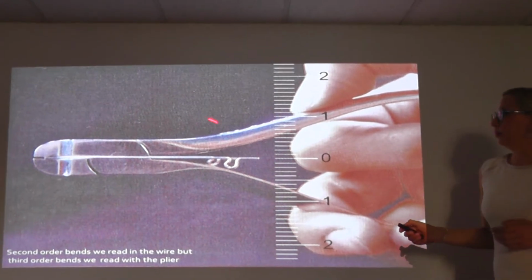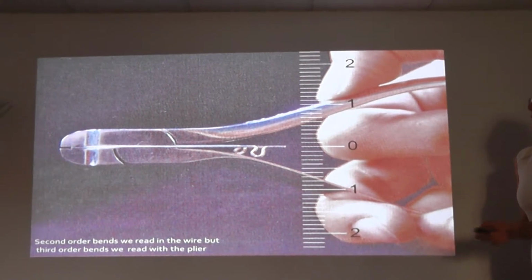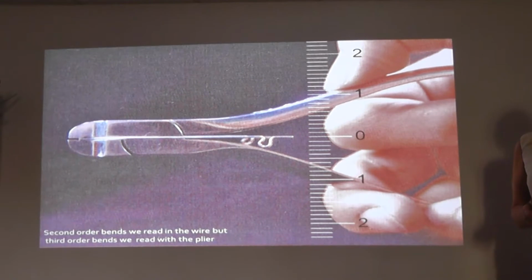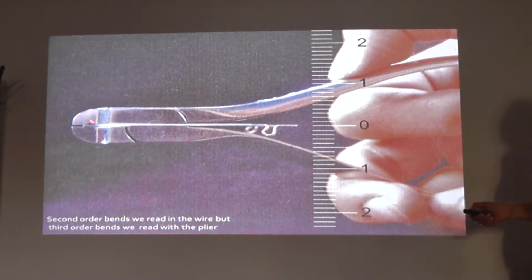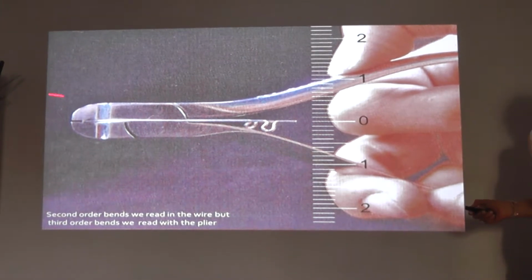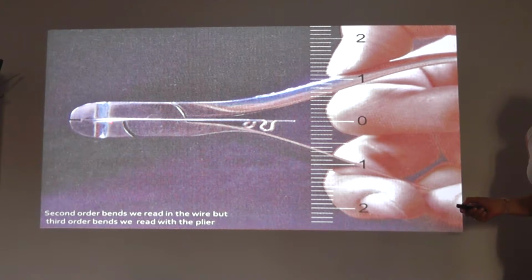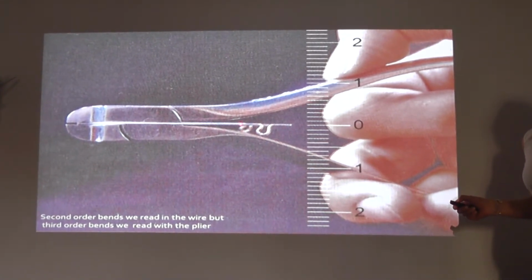This is tweed plier, and I forgot to say that second order bends we read in the wire. We can see the bends we made in the wire, but third order bends we read with the plier. This is our arch wire.